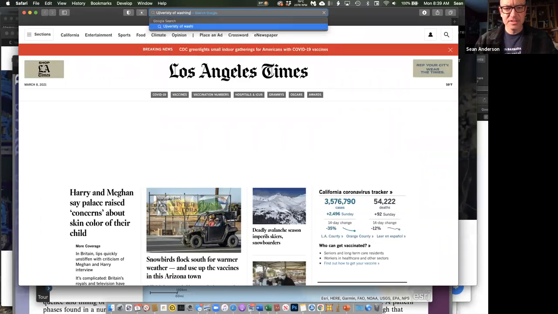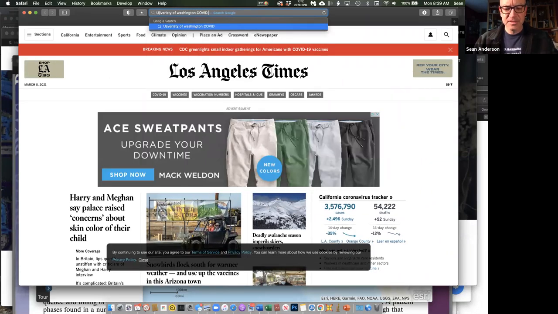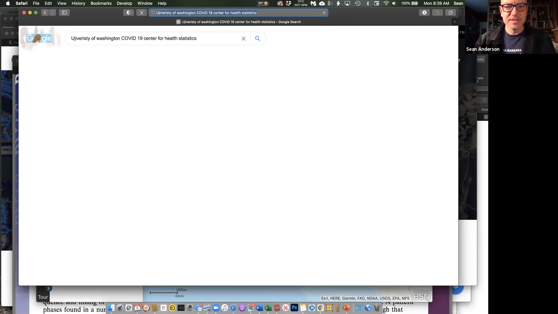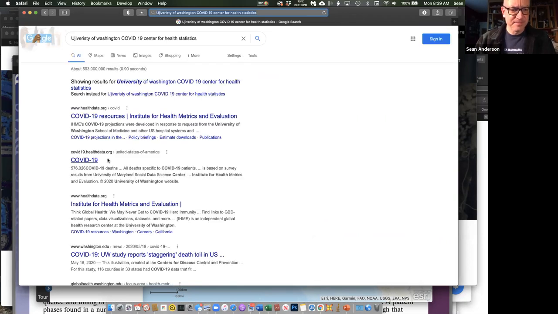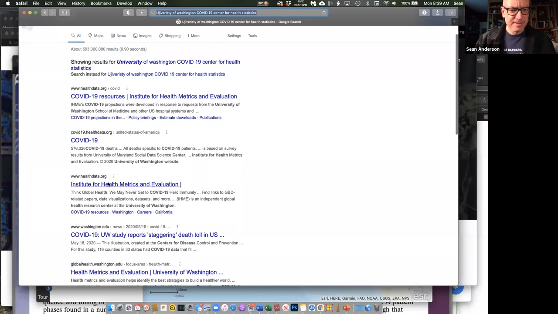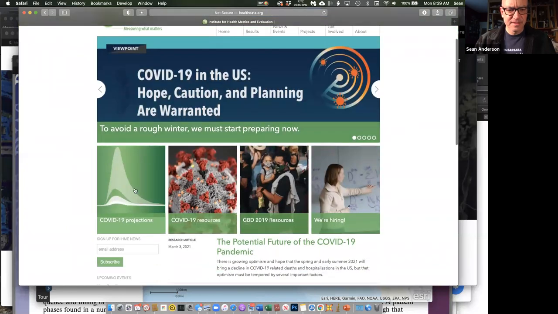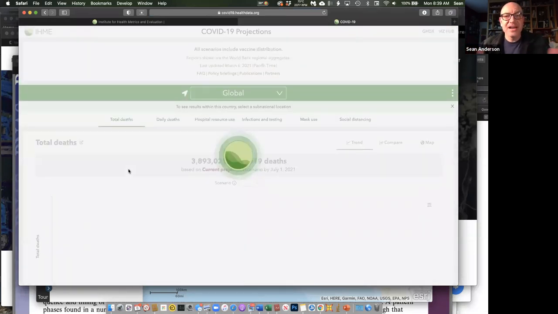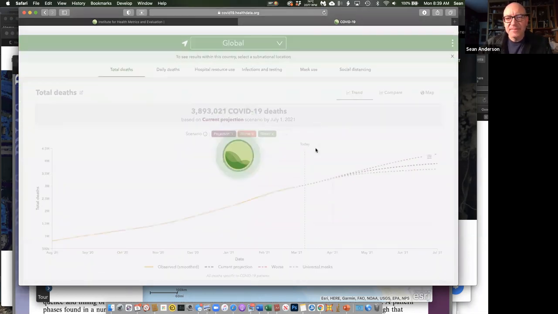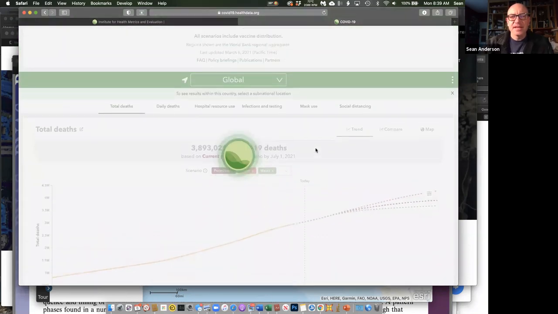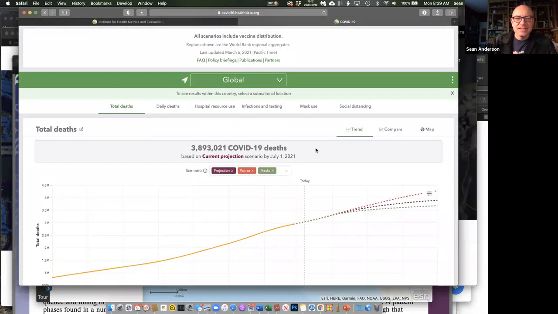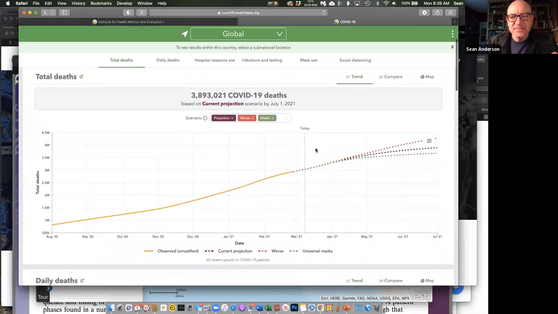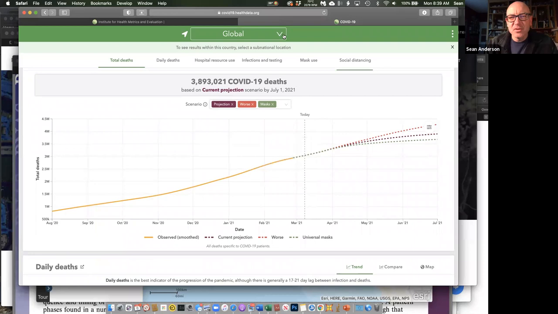University of Washington, COVID-19 Center for Statistics. I probably got that wrong. This one. Okay, so this is essentially the same question that we have right now with regards to COVID. And so this is the research institute in Seattle that has generated these models. So this is global.